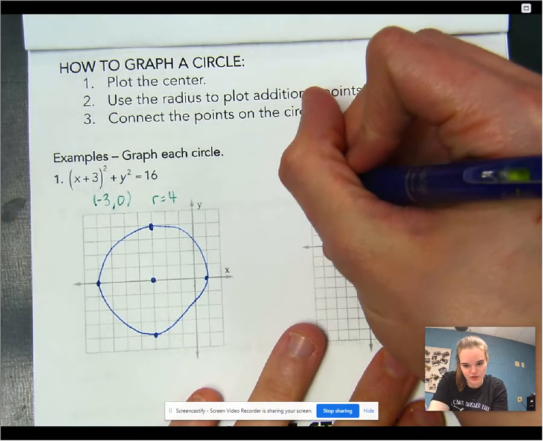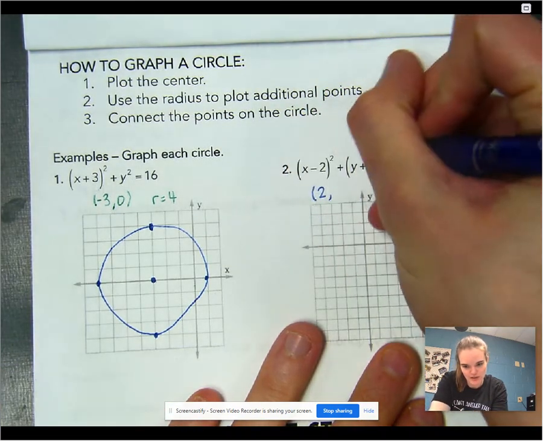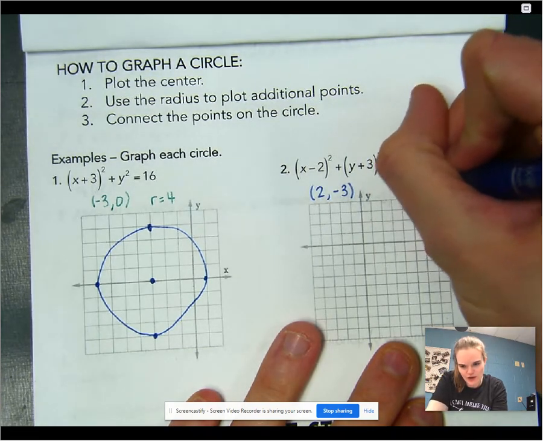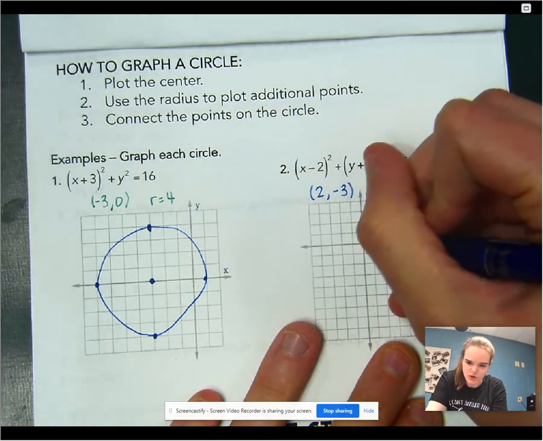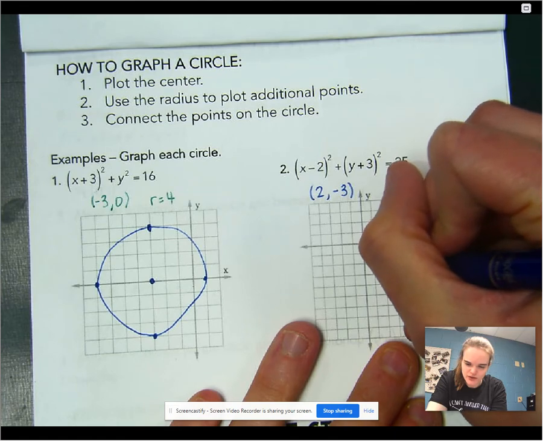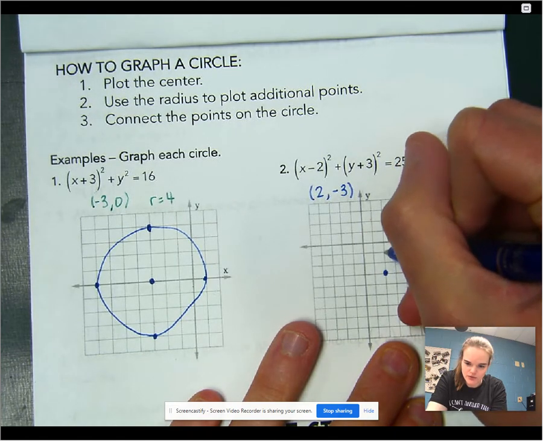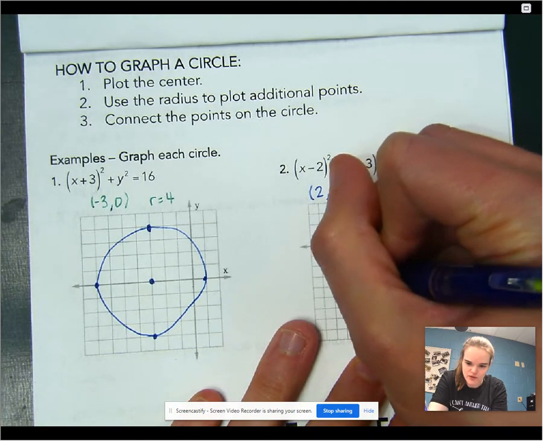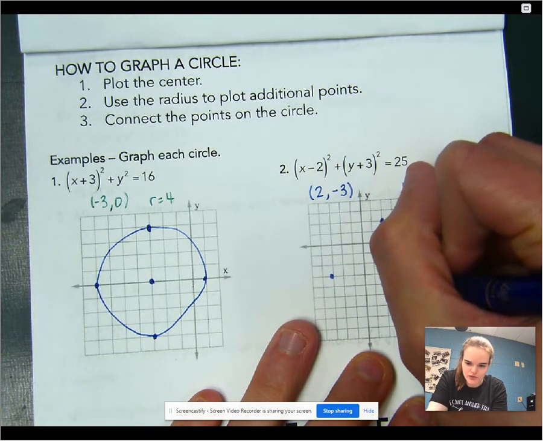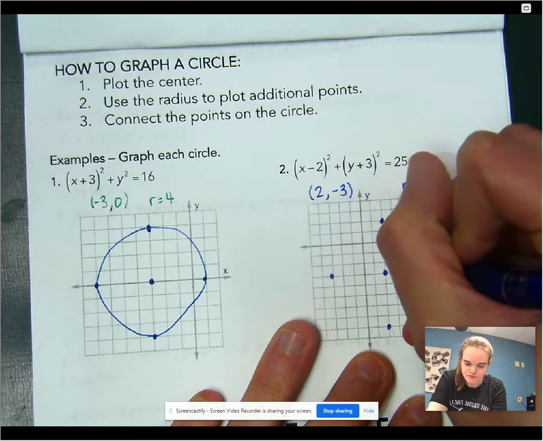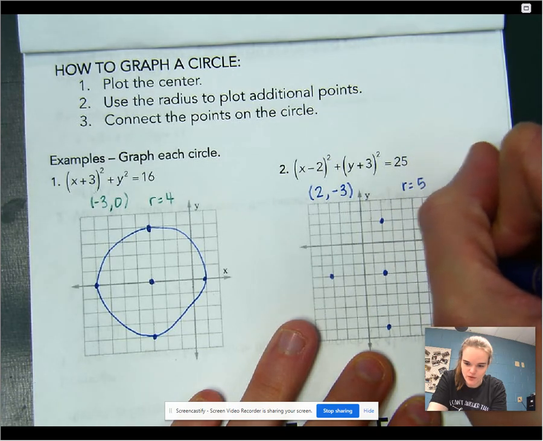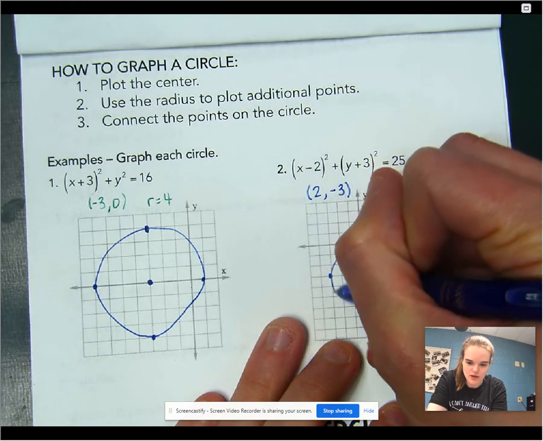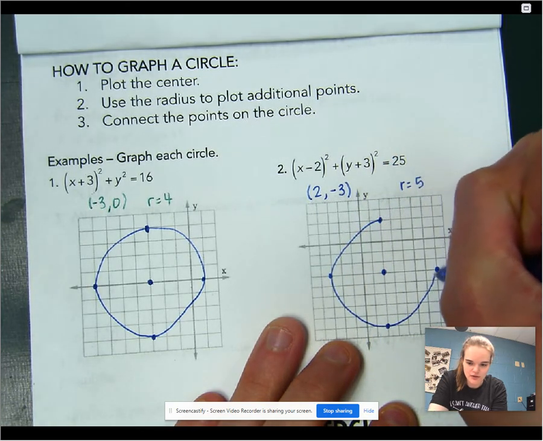All right, our center is (2, -3). Our radius is 5. So 1, 2, 1, 2, 3. And then we're going to go up 1, 2, 3, 4, 5. Left 1, 2, 3, 4, 5. Down 1, 2, 3, 4, 5. And right 1, 2, 3, 4, 5. Okay, now we're going to go all the way around.